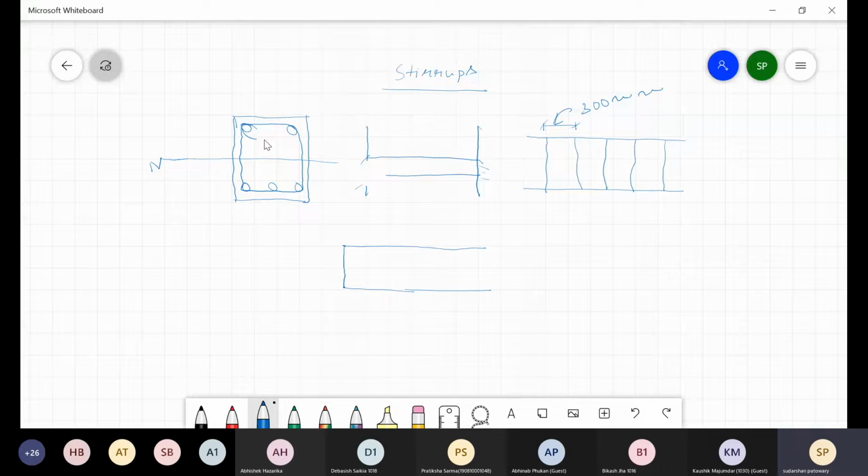Suppose this is a beam, then this type of crack will occur, a diagonal crack, like this. To resist this crack, we provide stirrups here, like this, or we design the beam for stirrups to resist this crack. This is your crack because of shear failure. Am I clear to you? Yes, sir.